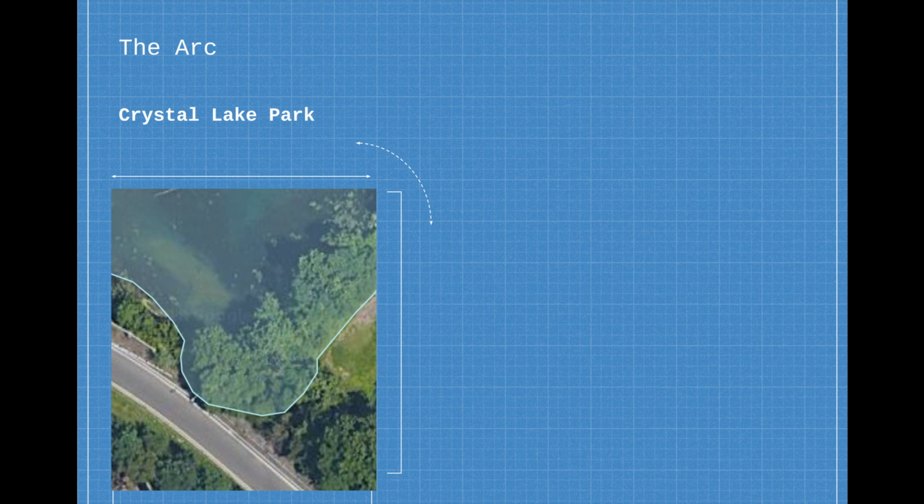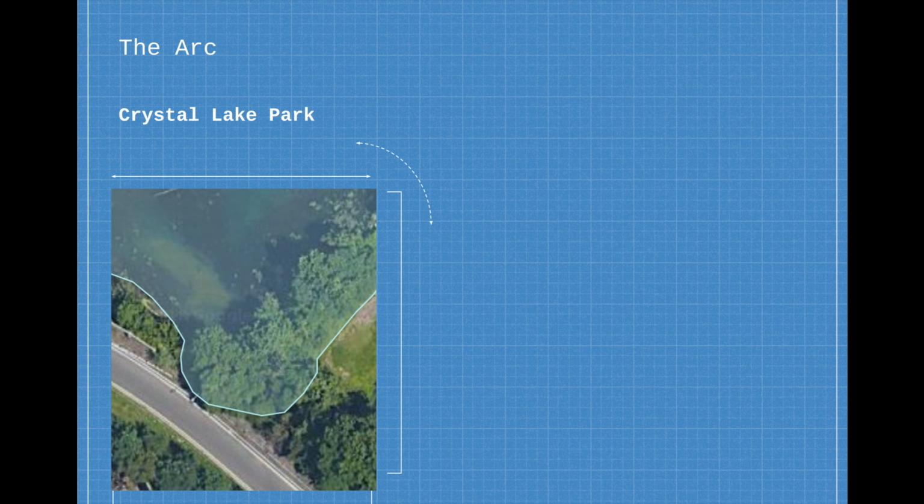So the first thing I decided to do was to pick where I was going to use the arc length formula, which is essentially this area right here. And for the rest of the path, I used the ruler tool provided by Google Maps to measure the straighter lines of each part of the path.